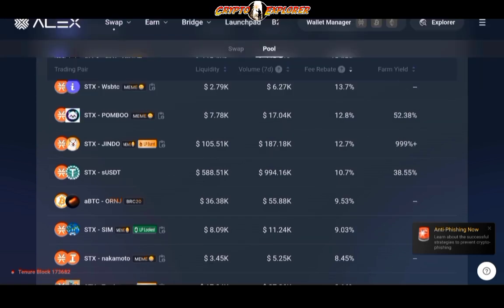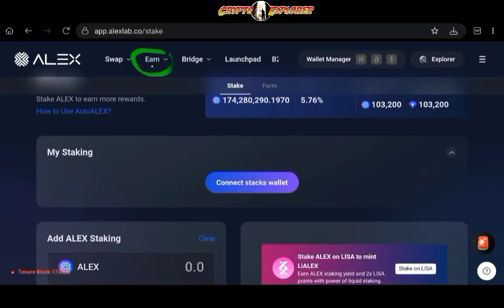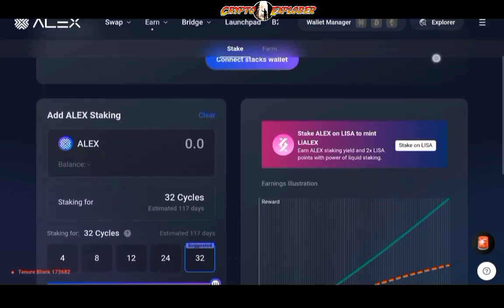And if you want to get some extra yield on top of your liquidity pool fees, you can get the information for all the farms available under the farm yield column. So under the earning options, you can also see that you will have the option to stake and also to farm. If you want to stake your Alex here, you can do that.